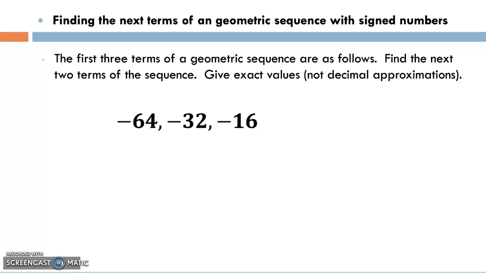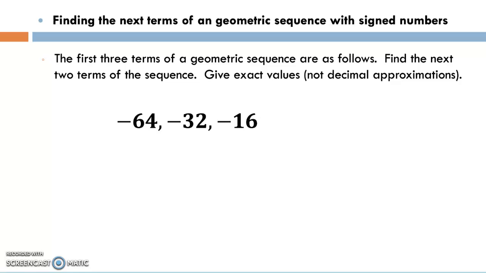Everybody, in this video we'll talk about finding the next terms of a geometric sequence with signed numbers. So we are given the first three terms of a geometric sequence, and we're told to find the next two terms. Well, if we're given a geometric sequence, we know that we're multiplying by some number to get to the next number in our sequence.